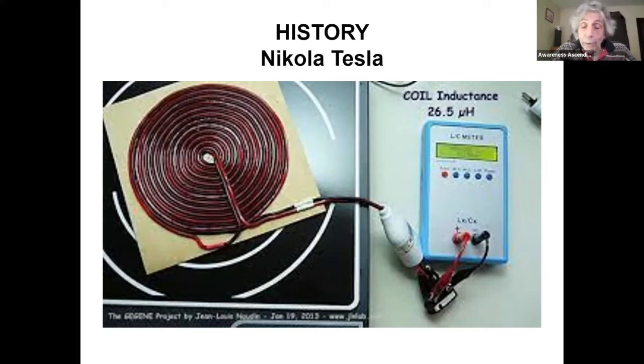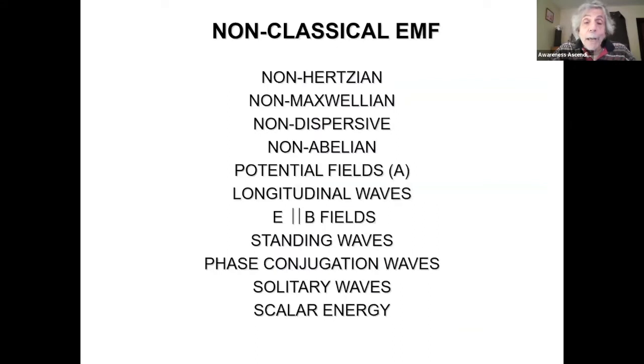There's a little bit of history. Since then, scientists have decided that they want to give this energy all kinds of different names. They don't know what to call it because it doesn't obey the laws of Maxwell and Hertz. So they called it non-Hertzian and non-Maxwellian and non-dispersive and non-Abelian. That's because they don't know what to call it, so they call it what it's not.